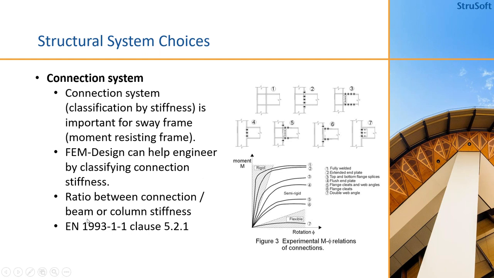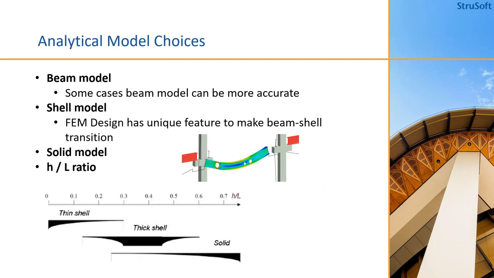And by the way, according to Eurocode, if you look at the basic Eurocode clause 5.2.1, it states that you should include the stiffness of the connections in your total analysis model. So it's nothing that you might do, you have to do it. And FEM-Design will help you because it's so easy in FEM-Design. Then you might have some choices in how you model your structures, and in FEM-Design, like Flavio said, you have really good options.